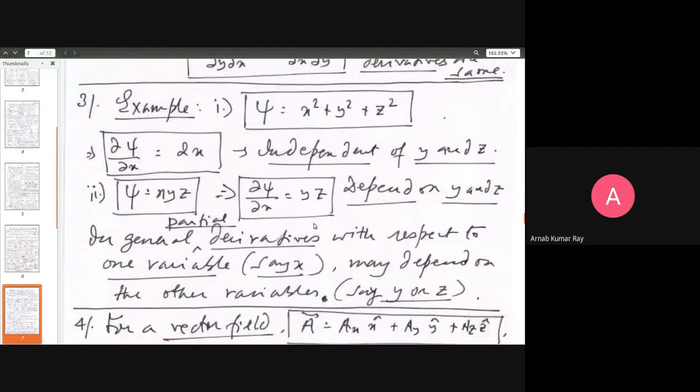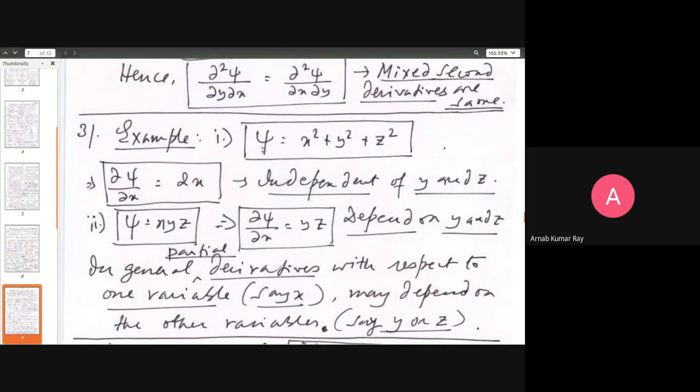We'll just look at an example over here. Psi is equal to x squared plus y squared plus z squared. Del psi del x is equal to 2x. That is independent of y and z. And so del psi del y will similarly be equal to 2y. You can now immediately take the mixed second derivative. Del 2 psi del y del x will be equal to 0, and similarly del 2 psi del x del y will be equal to 0.